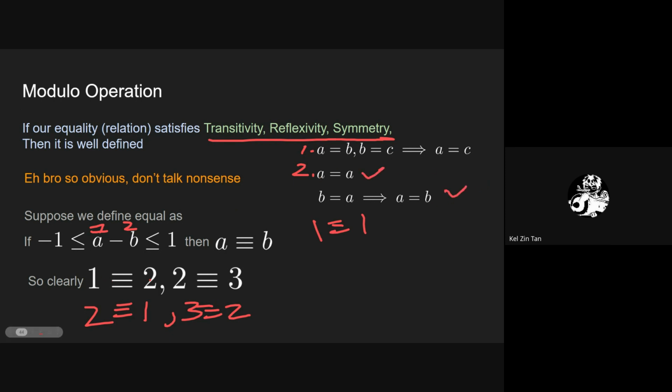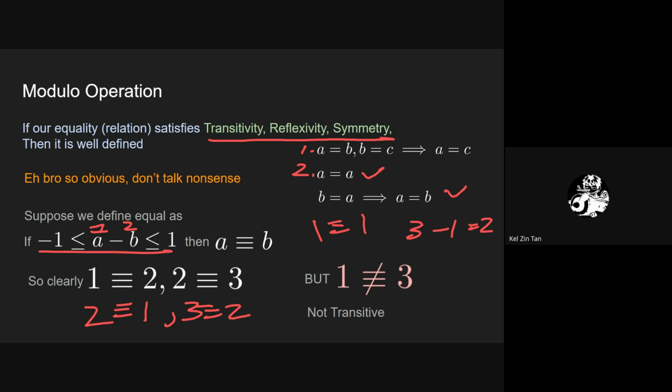But 1 is congruent to 2, and 2 is congruent to 3, and we see that 1 is actually not congruent to 3. Why? Because 3 minus 1 is 2, and 2 is not inside this range. So it is not transitive.